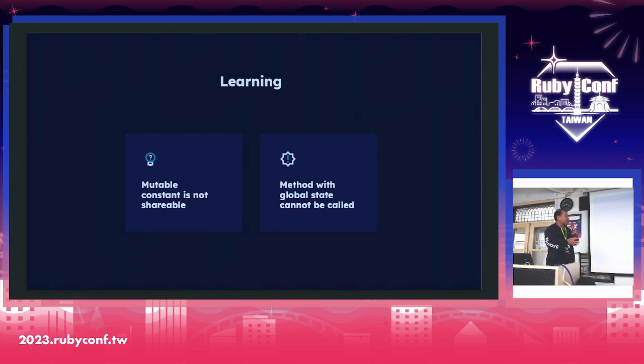The second thing is a bit more tricky. If any method accepts global state, or accepts something that is mutable, then it cannot be called in a Ractor as well. This is a lot more tricky because we own a method somewhere, and we cannot really be sure that this method actually uses any global state.